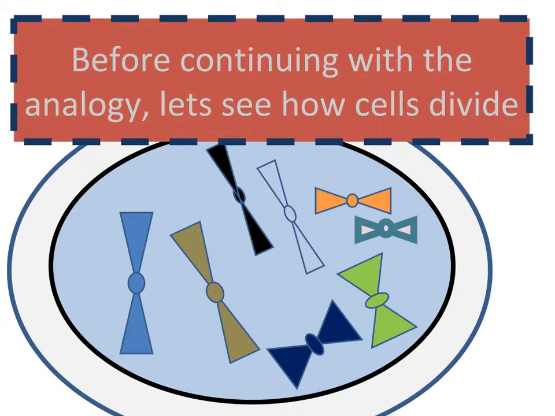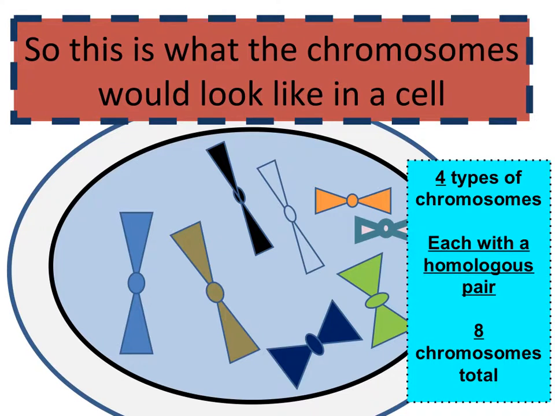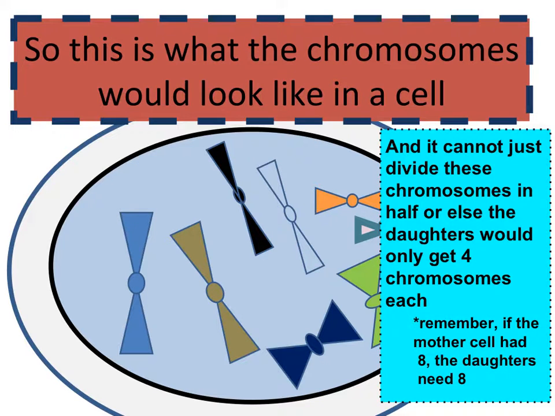But before we continue, we should probably get closer to figuring out how cells divide, and then we can continue with our analogy. So this is what the chromosomes would look like inside of a nucleus in a cell. And once again, we have the 4 different types, each with a homologous pair, and 8 chromosomes total. And when we're talking about how cells are dividing, you might think, well, if 8 can be divided by 2, why don't we just grab this and put it in the new cell, and grab that and put it in the new cell, and then grab this and put it in the new cell, grab that one, put it in the new cell, and then in the other cell that's made, we'll just grab the other ones, or something like that. Why not just split the chromosomes in half?